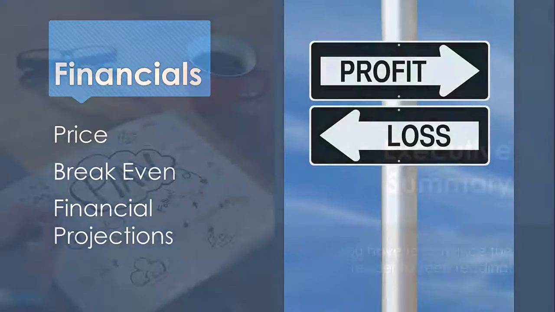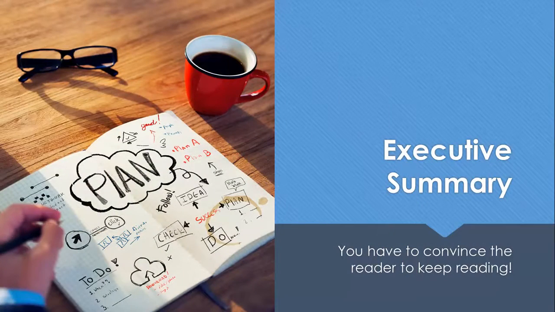Depending on your audience, you will need more or less financial data, but this is the basic information that you should have. The last thing to write is the executive summary, which entices the audience to read the rest of the plan. Although written last, this will be the first thing your audience sees. You have to convince the reader to keep reading.